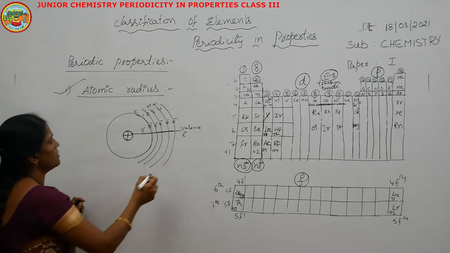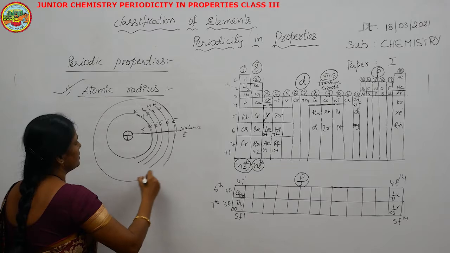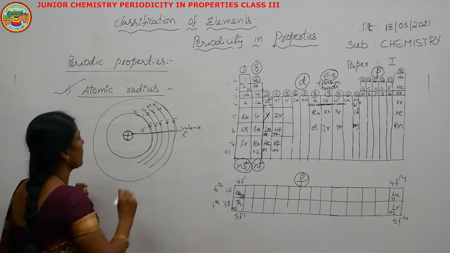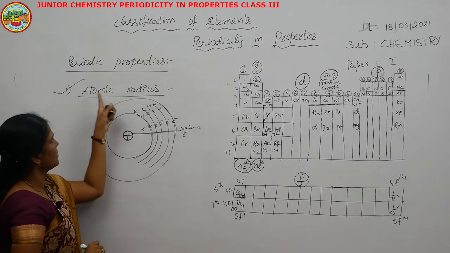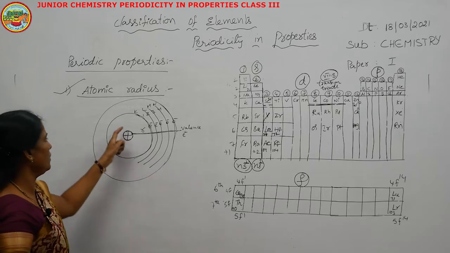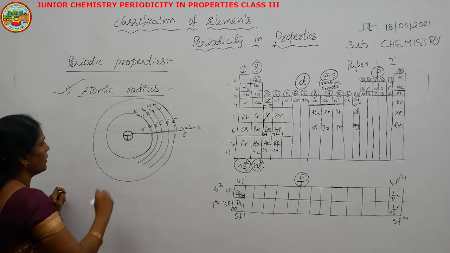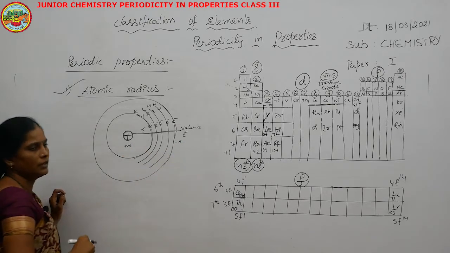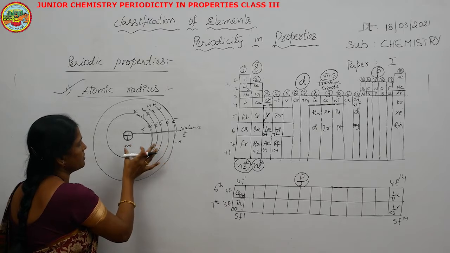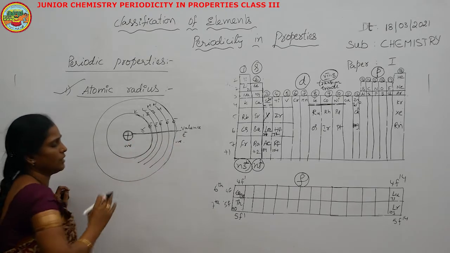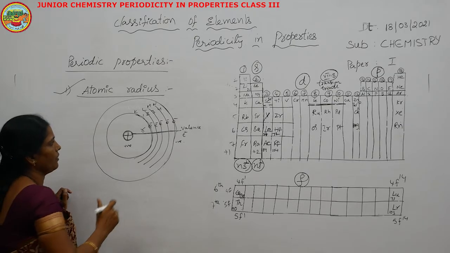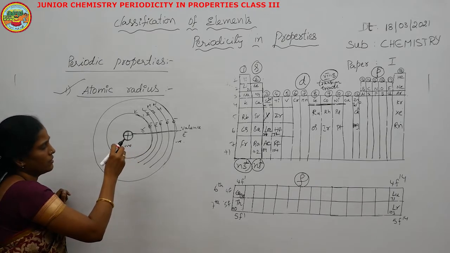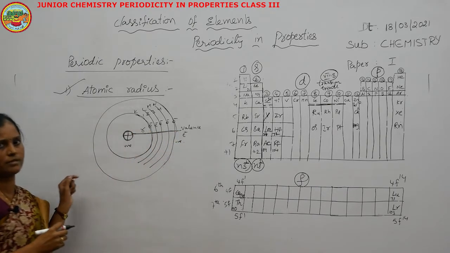This is the size of the atom. The distance from the nucleus to the outermost orbit. So this is the definition of atomic radius. Nucleus means positive charge and electron means negative charge. That means there is a strong force of attraction between the nucleus and the outermost electron. So there is always some attraction towards the nucleus for any electron.